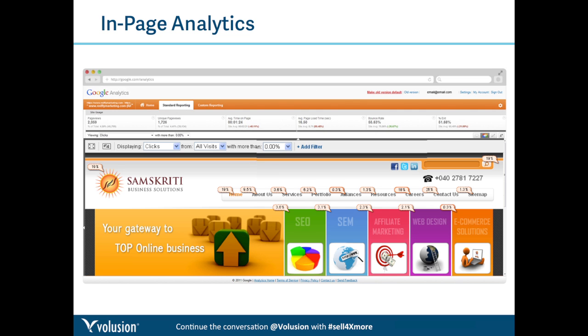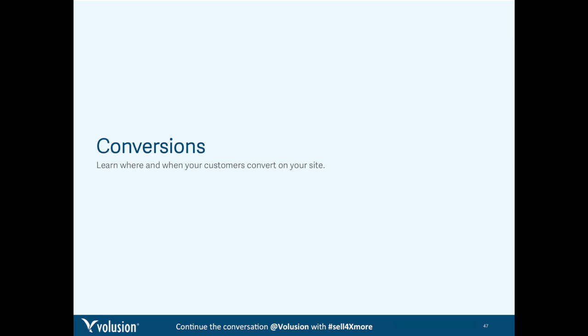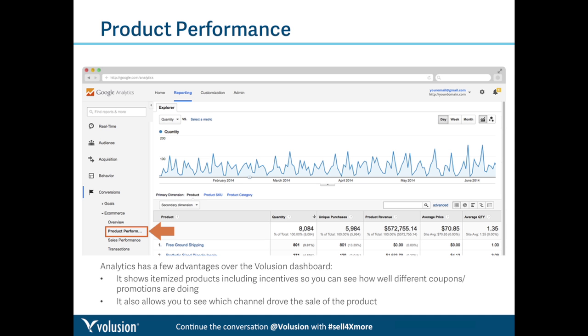Next, we're going to move down the left-hand navigation to the Conversions tab. This is where you can learn where and when your consumers convert on your website. Okay, so in the Conversions tab, let's go down to E-commerce and Product Performance. This information is also in the Volusion dashboard, but in addition to knowing what products were purchased, analytics does have a few advantages. It shows itemized products, including incentives, so you can see how well different coupons or promotions are doing. And it also allows you to see which channel drove the sale of the product.